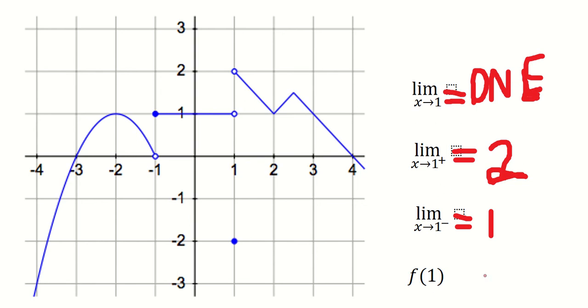Now finally, let's figure out what is f of 1. So f of 1, where is the function defined at x equals 1? It's not defined here, it's an open circle. It's not defined here, it's also an open circle. The function is actually defined way down here at negative 2. So in this case, f of 1 is actually equal to negative 2.